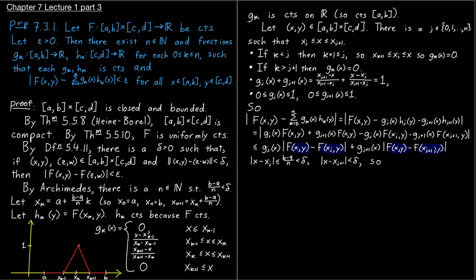So we've got that f of (x,y) minus our sum is less than g_j of x times epsilon plus g_{j+1} of x times epsilon, which is just epsilon. And that was all we were trying to prove.